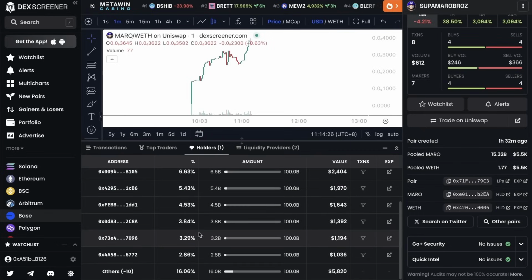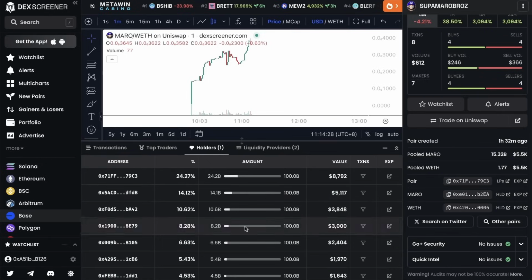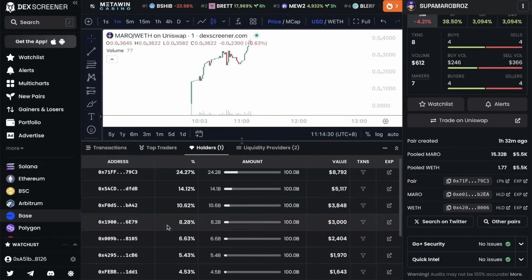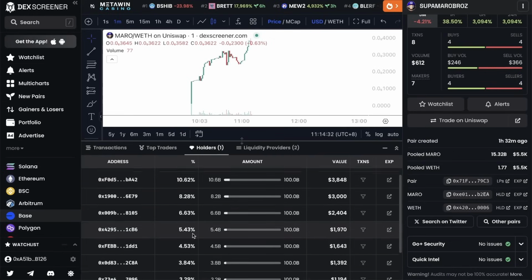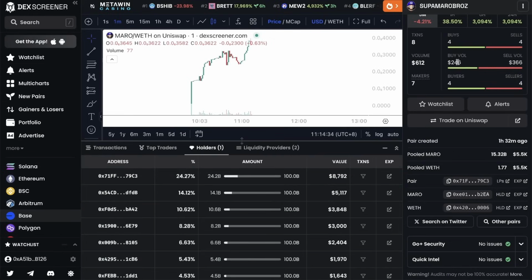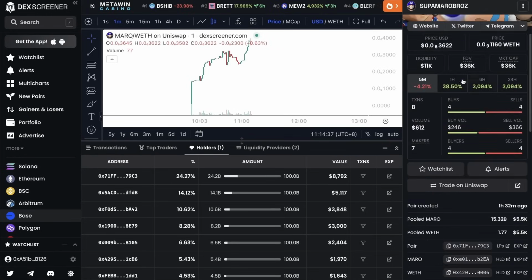Look at that. Most of the people own a lot of it. Just a few wallets own a big part of the supply. So of course, if you buy now, there is not much supply to buy. I'm not sure. I will leave it on the side.